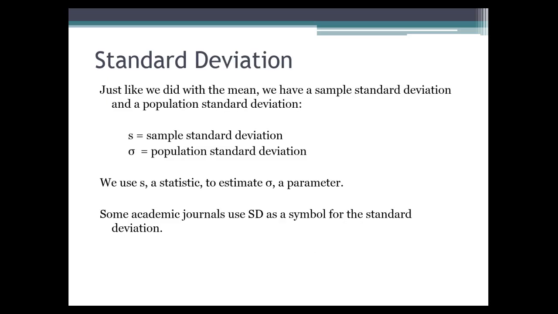So we've got a sample standard deviation and a population standard deviation, a statistic and a parameter. The statistic is the sample standard deviation, and the notation for that is S. The notation for the population standard deviation is sigma. And so we would use S, which is a statistic, to estimate the parameter sigma. This is just like with the previous notation we've seen. It's very important that you learn this notation. I will ask you about it over and over again.